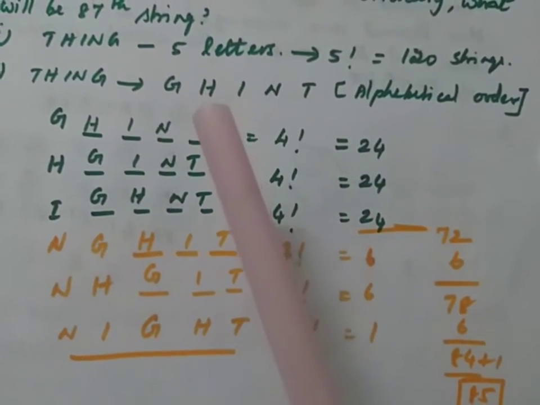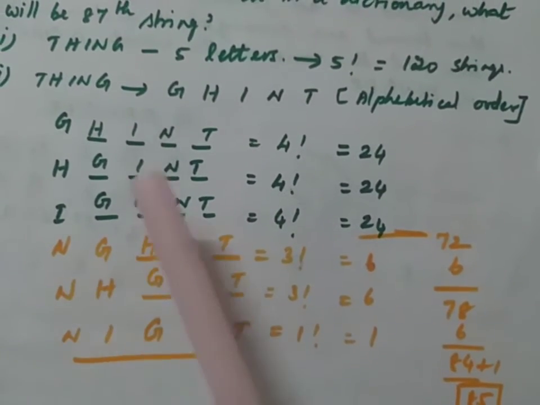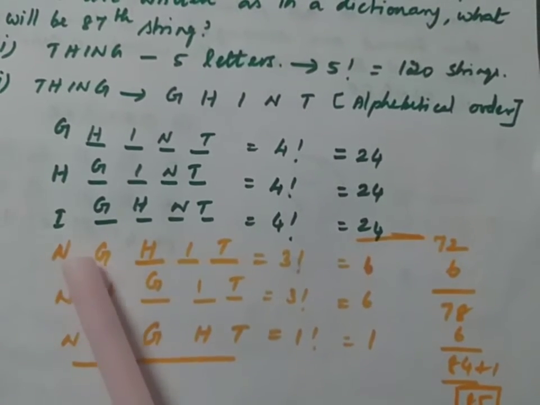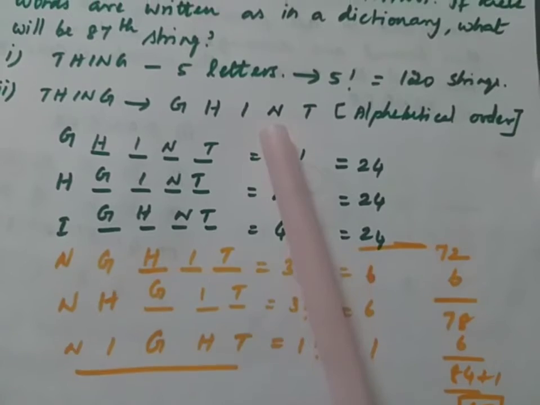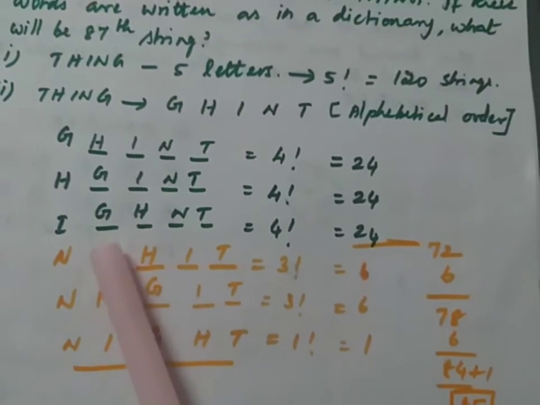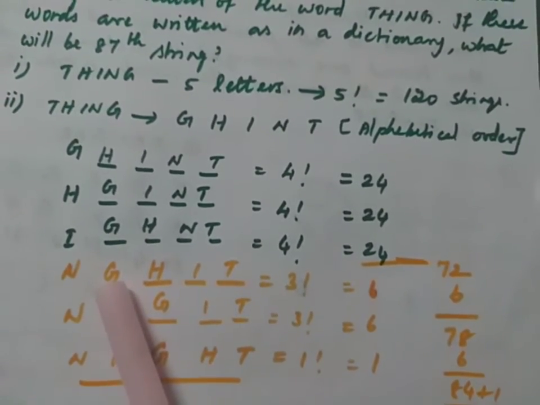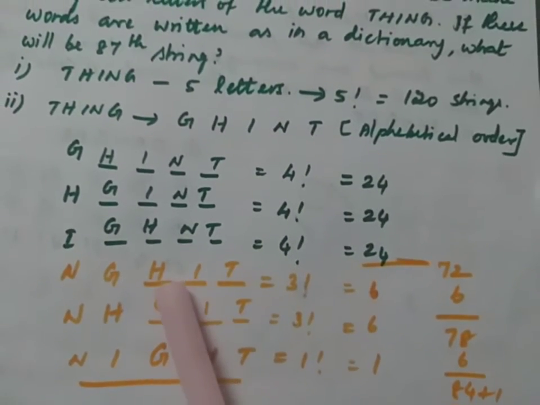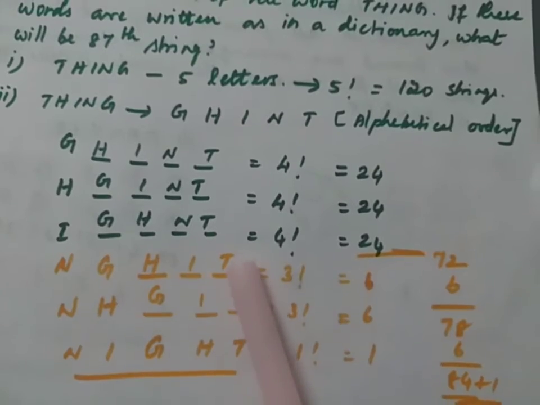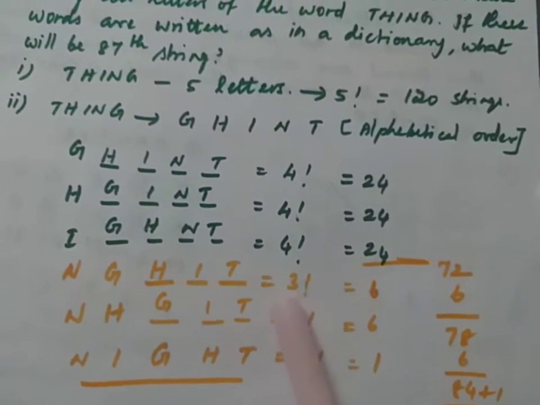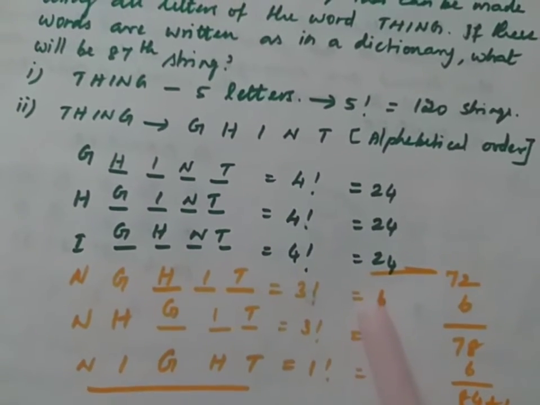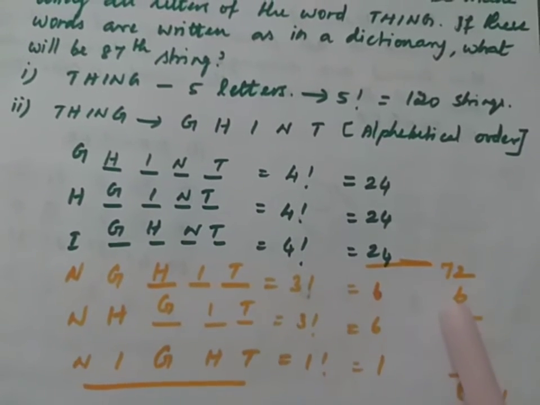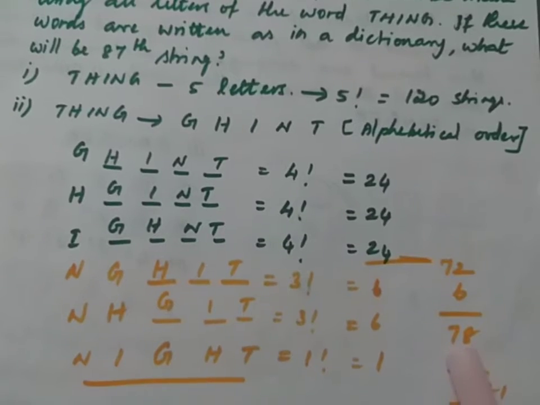Okay, so put N here, and because we want to find the next letter, what's the first letter here? G. So put N G. The remaining letters are H I T. So put H I T. These 3 can be arranged in 3 factorial ways, which is nothing but 3 into 2 into 1, which is equal to 6 here. So if we add the 6, we will get 78 only.